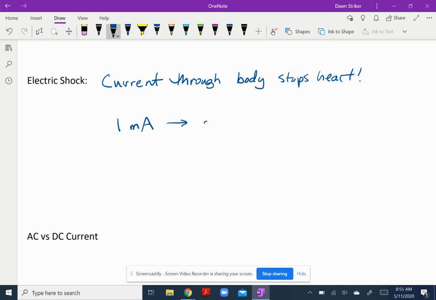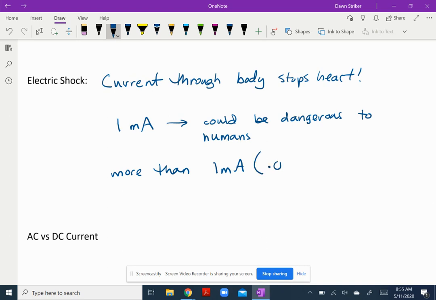Okay, so it could be dangerous to humans. More than 1 milliamp, which by the way is 0.001 amp, is definitely bad.